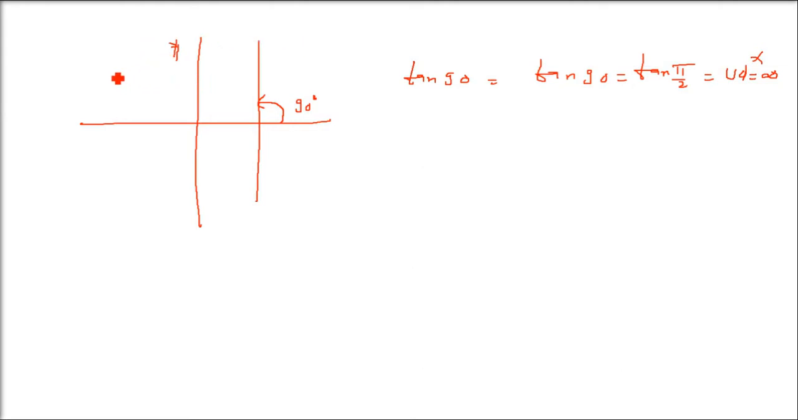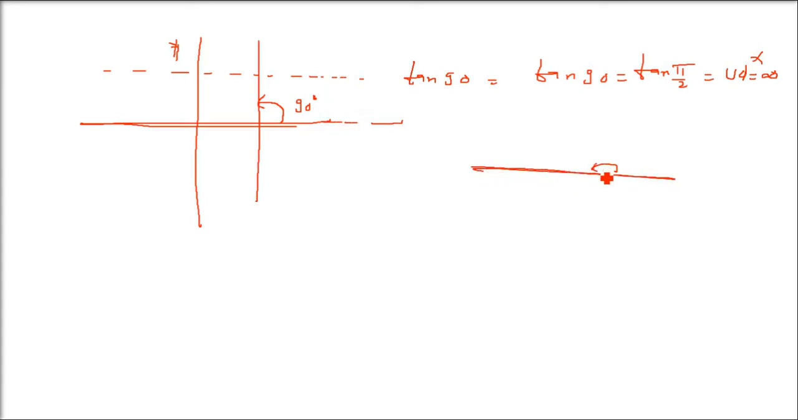So we always try to take cot of this angle, right? Always remember, tan 90 is undefined. So a line perpendicular to x-axis makes an angle of 90 degree with the x-axis. So its inclination is pi by 2.